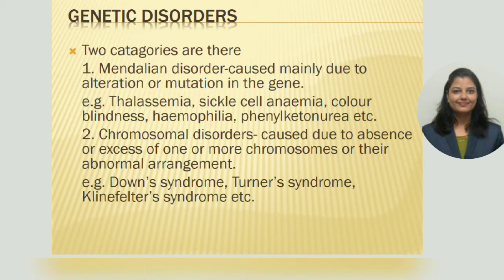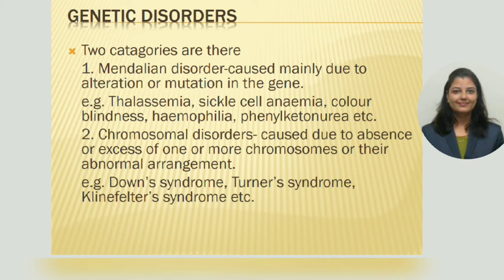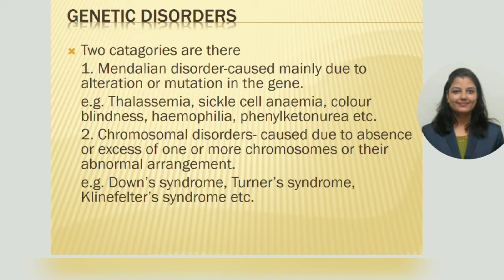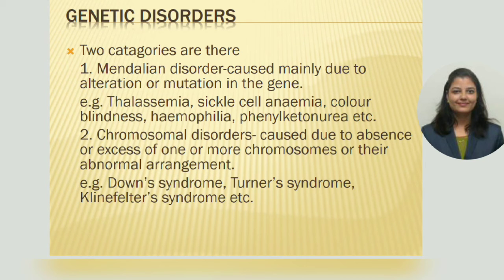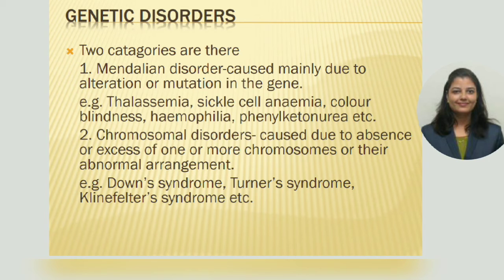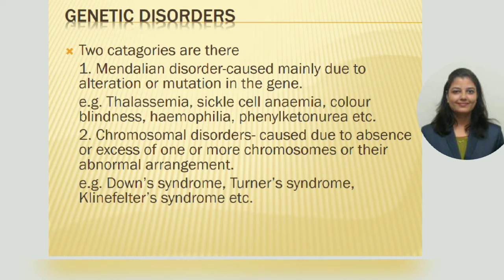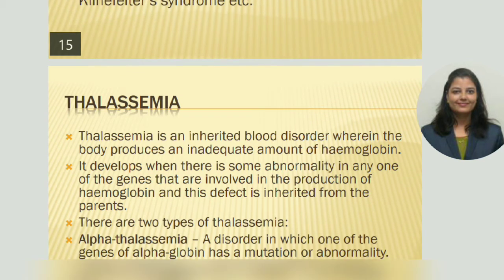Two categories are there. One is Mendelian disorder, caused mainly due to the alteration or mutation in a gene. Examples: thalassemia, sickle cell anemia, color blindness, hemophilia, and phenylketonuria. And the second one is chromosomal disorder, caused due to the absence or excess of one or more chromosomes or their abnormal arrangements. Examples: Down syndrome, Turner syndrome, and Klinefelter syndrome. These genetic disorders are really important from your examination purpose. So let's take them one by one.